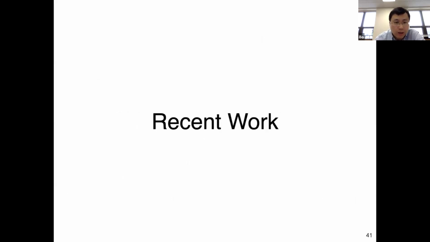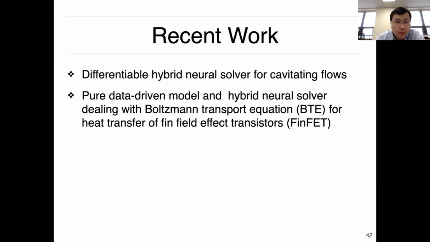Now I want to briefly show my recent work. I'm developing a differentiable hybrid neural solver for cavitating flows. I will implement the numerical method in the JAX framework, and then combine it with the neural network to accelerate the computation. My next work concerns the pure data-driven model and hybrid neural solver dealing with Boltzmann transport equations for the submicron heat transfer of thin field effect transistors.